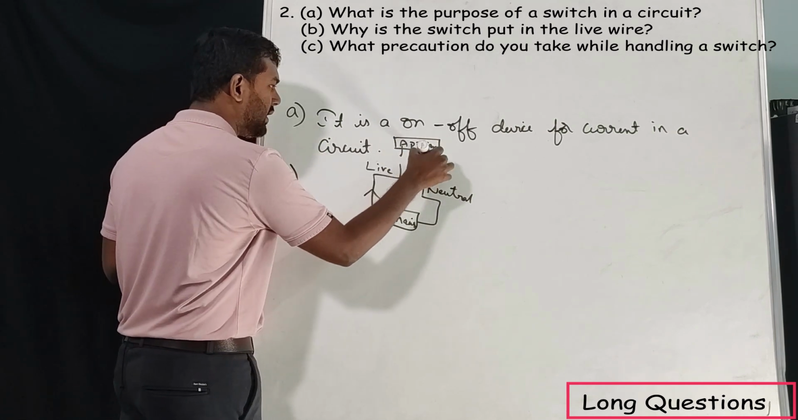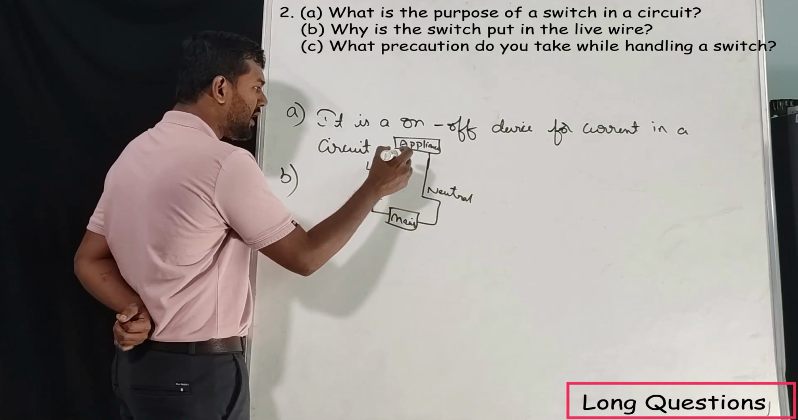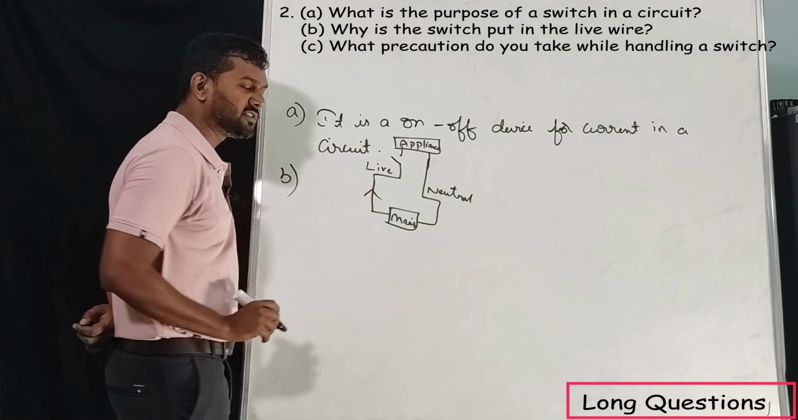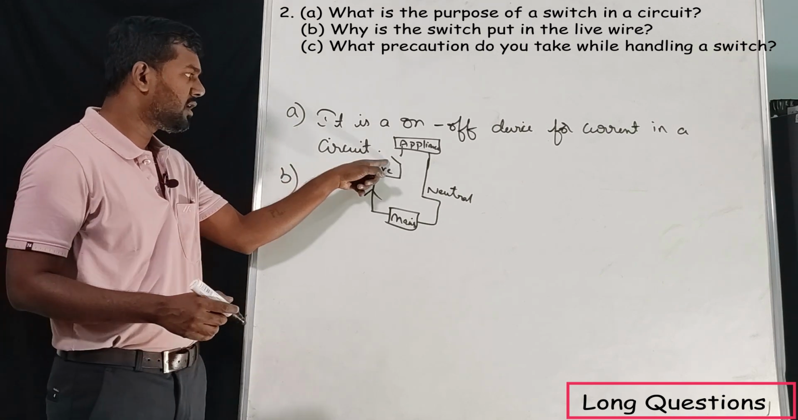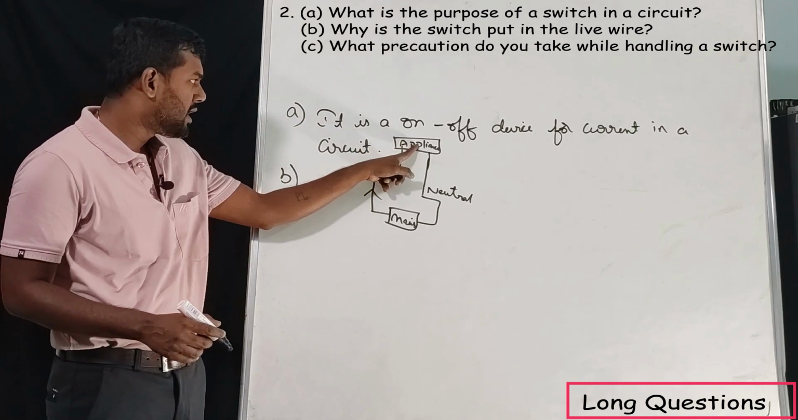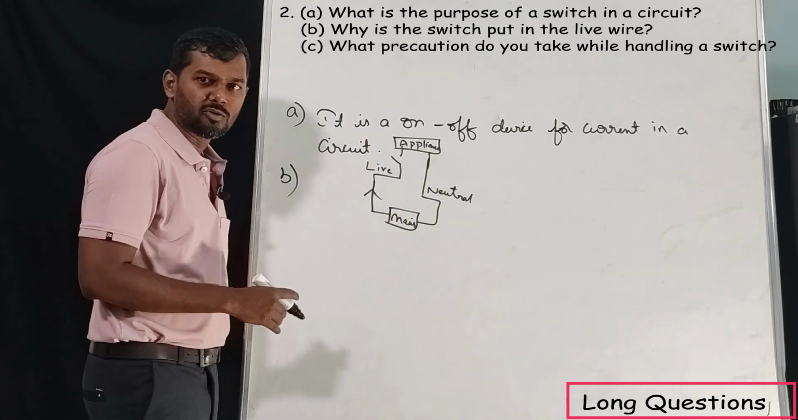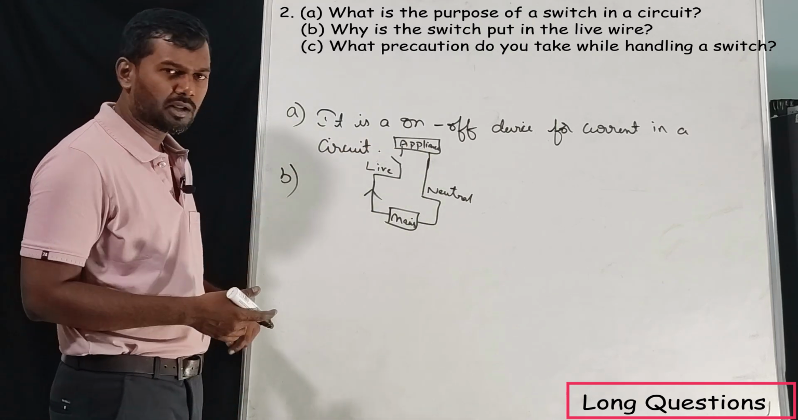Okay, appliance, and it is connected directly to neutral wire. Now in the live wire I am connecting the switch. What happens if I turn on? High potential voltage will go to the appliance. Correct? High potential voltage will go to the appliance. Now our answer, we can use it whenever we want, and we can turn it off.